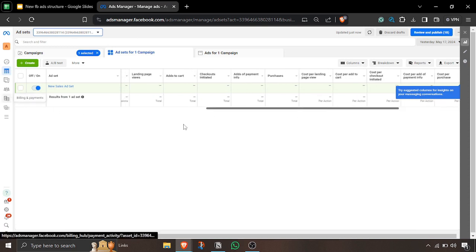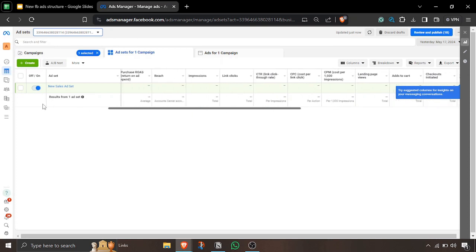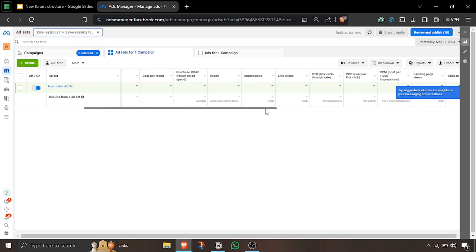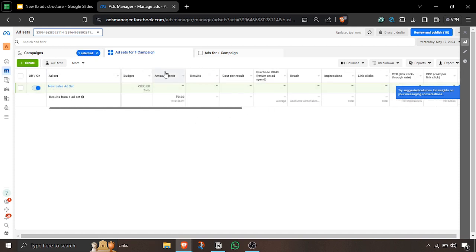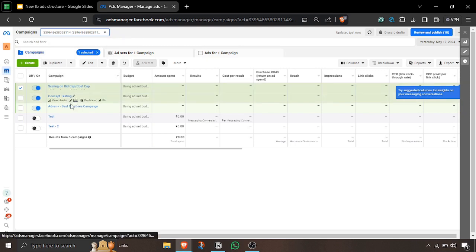Scaling, usually when we observe, we keep the cost cap at least 50 to 100 rupees higher than the initial CPA target we are able to achieve for that creative in the concept testing phase. Usually it is 50, 100 rupees higher, because there needs to be leeway for Facebook also to not just be crammed into the same concept and CPA.